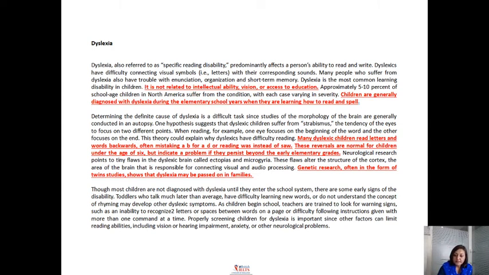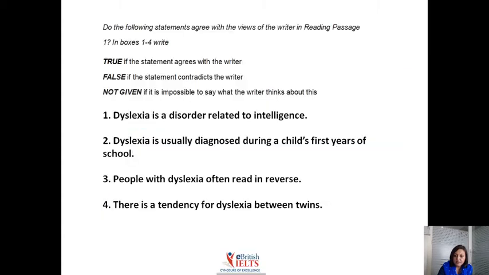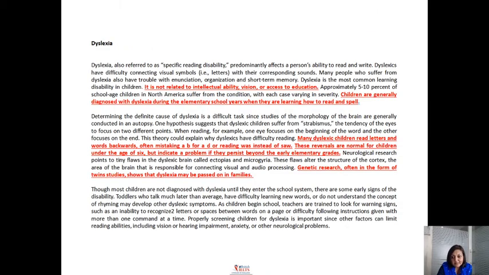Now, this is not exactly the information that is given to us in question number 4, is it? Question number 4 says there is a tendency for dyslexia between twins. That means that there is more occurrence of dyslexia between twins. That means twins have it more than normal kids. But is this what the passage says? The passage tells us that genetic research is often done in the form of twin studies, and it shows that dyslexia may be passed on in families. That means that it might be a hereditary condition.